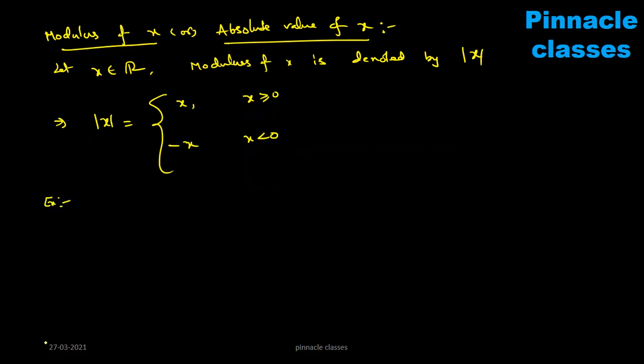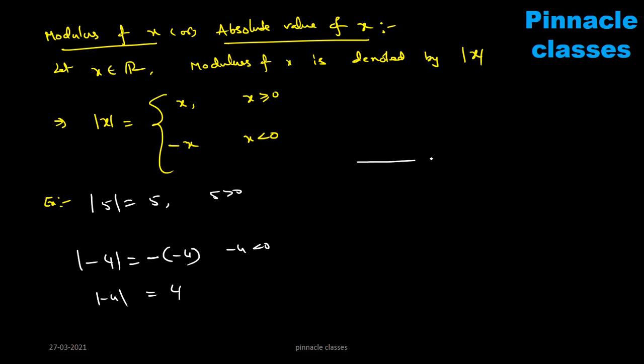Generally, some people are confused. See, modulus of 5 is how much? Here 5 is greater than 0, so the output is 5. Modulus of minus 4 is how much? Here minus 4 is negative, that's why minus of minus 4. So modulus of minus 4 is 4 only.